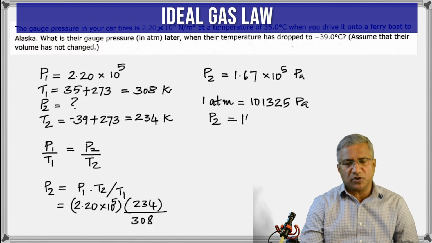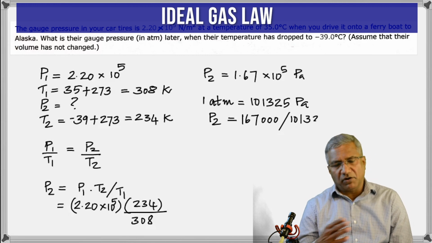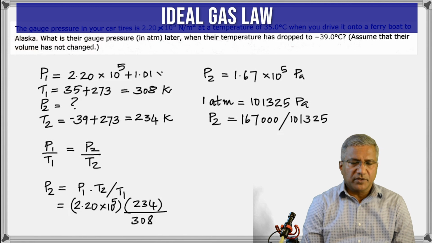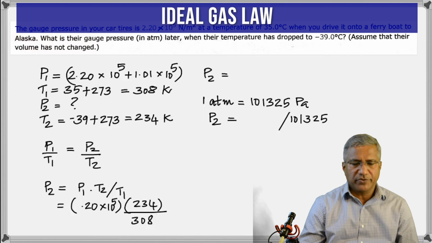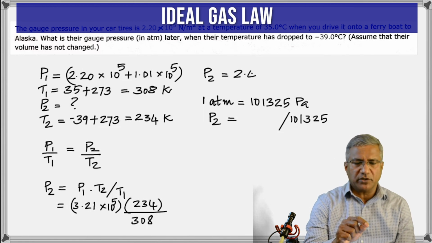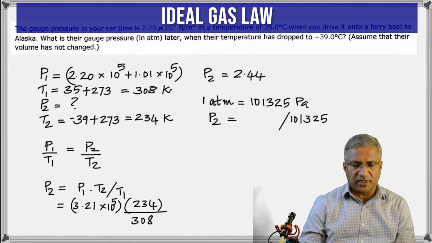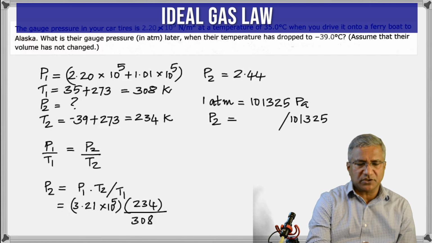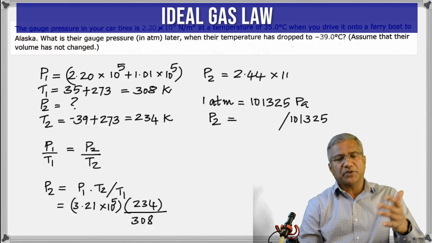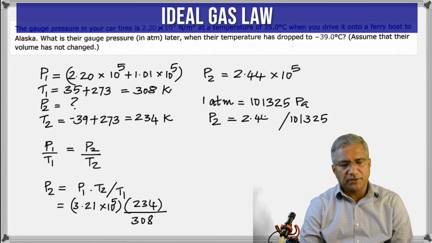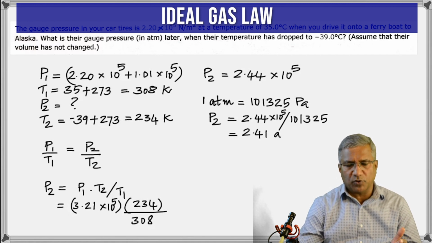I said 1 ATM is 101325. So I'm going all the way trying to find it. There you go. So now I've gone back and said, let me find the total pressure. Okay, that changes everything. So I have to find the total pressure, P1. I added the atmospheric pressure, 1.01 times 10 to the 5. Once I get that, which is 3.21 times 10 to the 5, now I can use that to work out the final pressure. And so once you get the final pressure, you get 2.41 ATM.